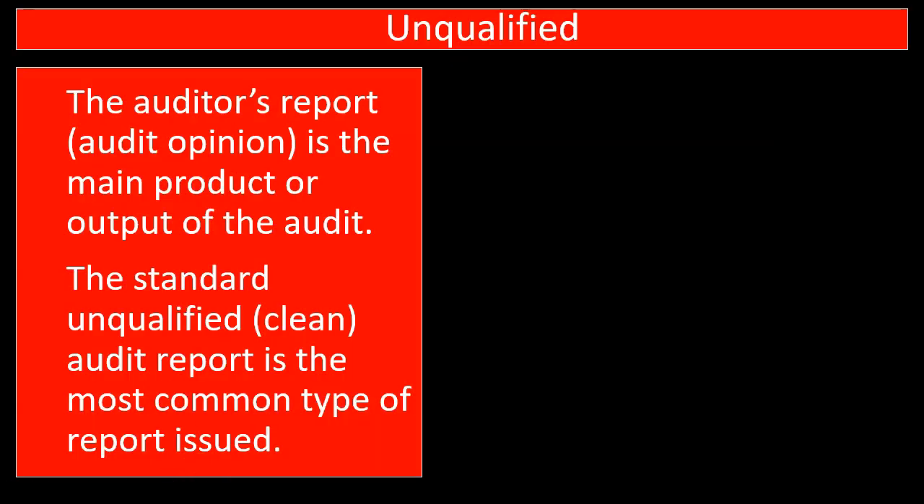First, the unqualified opinion, which we talked about a bit already. The auditor's report, audit opinion, is the main product or output of the audit. So just remember, that's of course what we're trying to do. That's the product that we're given, the opinion on the report. That's what's lending to the trust of the third parties, an opinion from a third party, from us. And that's going to increase, hopefully, the confidence in the financial statements, and therefore better and more business transactions will take place because of the transparency, because of the communication in it, and people's better reliance on it. So the standard unqualified clean audit report is the most common type of report issued.